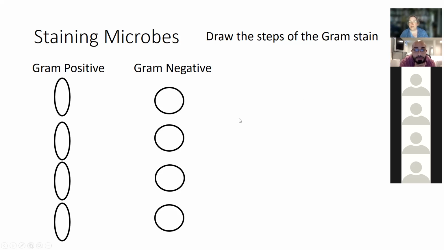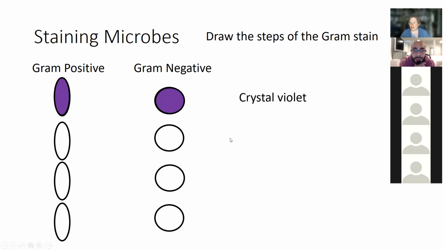So the first thing I'm going to do is put a purplish blue stain on called crystal violet, okay? I'm going to put that on, and that's going to stain both kinds of cells purple. At least to me, it looks purple. Other people, it looks blue, purple, blue. It's kind of in the same family, okay?